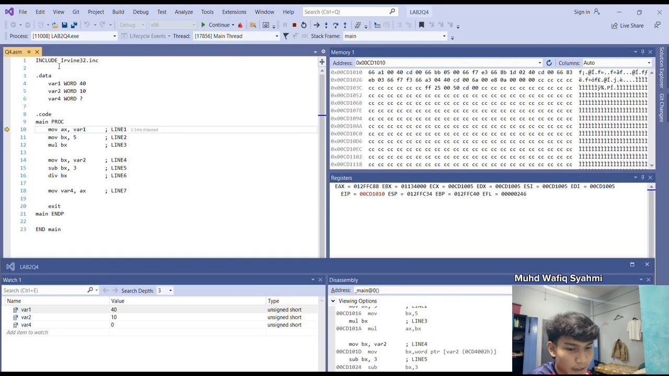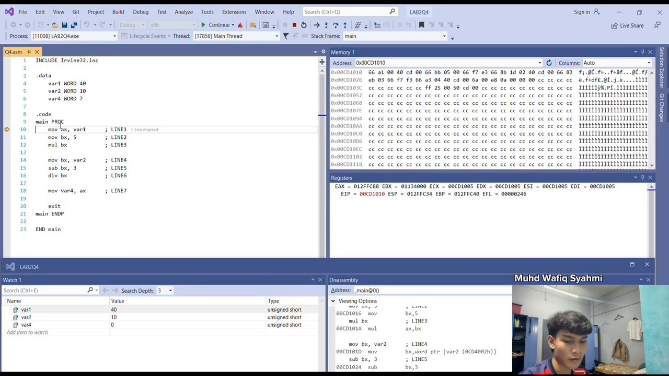First I will explain the variables that we declare in the data section. var1 is initialized with value 40, var2 is initialized with value 10, and var4 is currently uninitialized and will be used to store the final result. At the bottom left, it shows var1 is 40, var2 is 10 and var4 is currently 0, because we have not reached the instruction that stores the result. Then we go one by one.